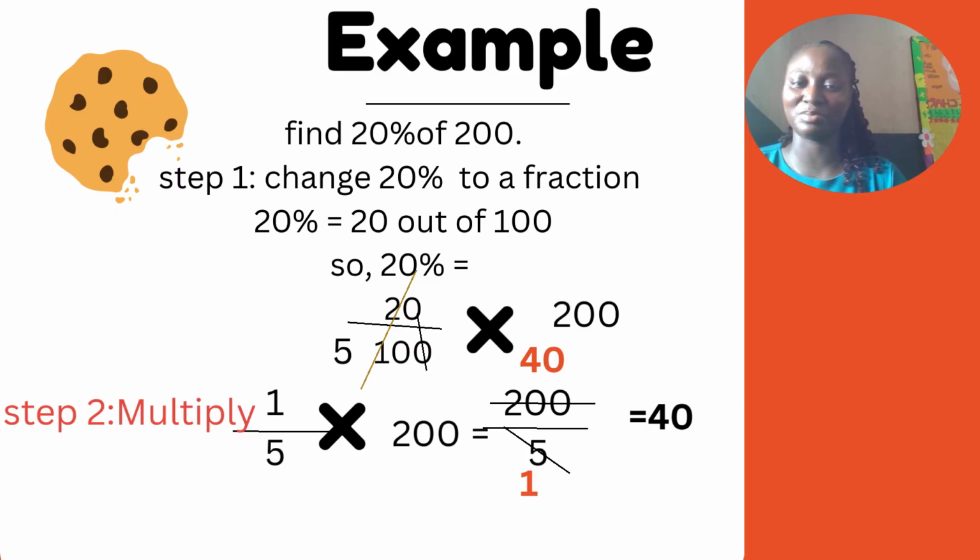So 20 over 100 simplifies to 1 over 5. So 1 over 5 multiplied by 200 is 1 times 200, which is 200, divided by 5. 200 divided by 5 is 40. So 20% of 200 is 40.